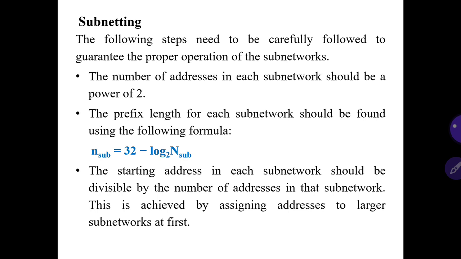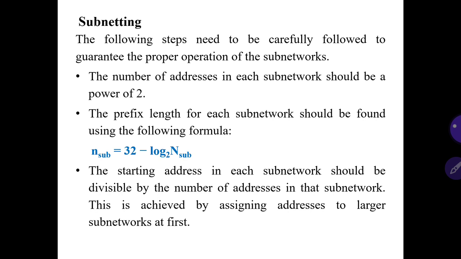The following steps need to be carefully followed to guarantee the proper operation of subnetworking. The number of addresses in each network should be a power of 2. Classless addressing tells you that the number of addresses is equal to a power of 2 only. The prefix length for each subnet should be found using the following formula: n sub is equal to 32 minus log 2 n sub, where n sub is how many addresses are required in the particular subdivision. That gives the subnet mask of the smaller groups.